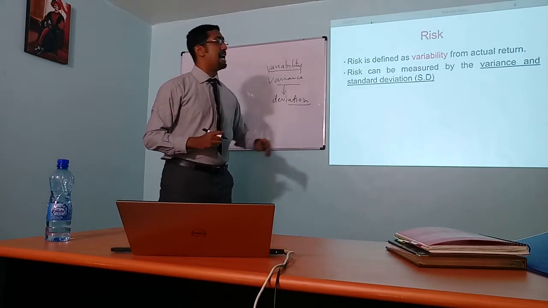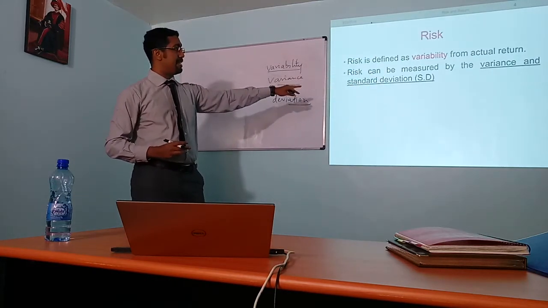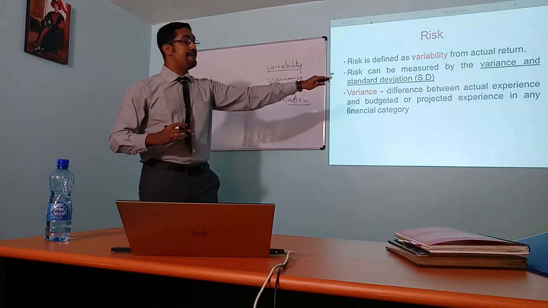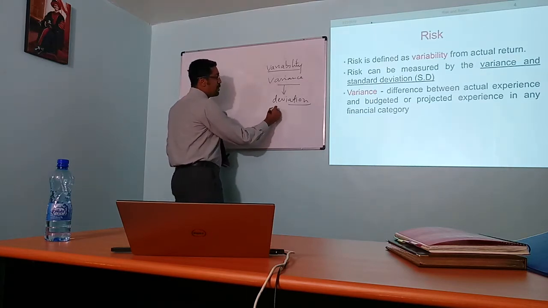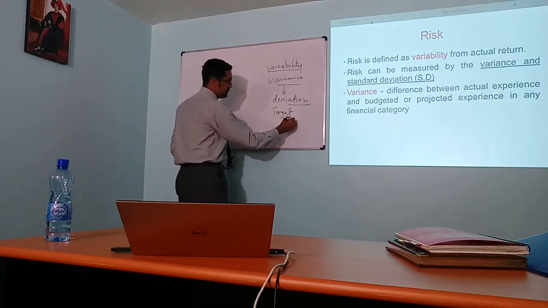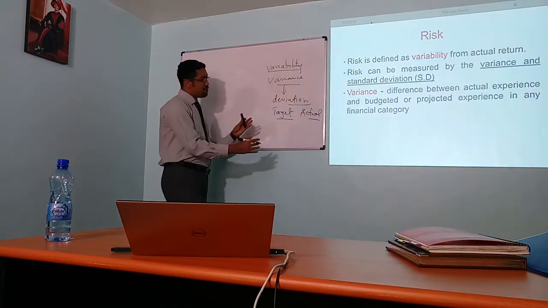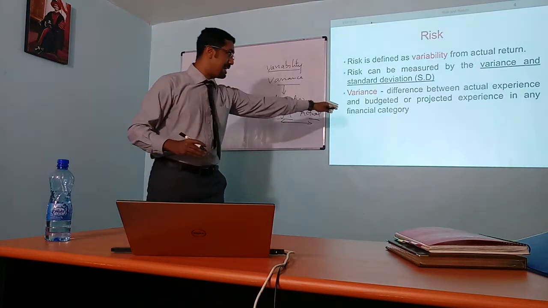Now, risk can be measured by variance and standard deviation. The first one, variance, is the difference between the actual experience. Most of the time we have what we call a target and the actual. So the deviation between these two is what is referred to as the variance.